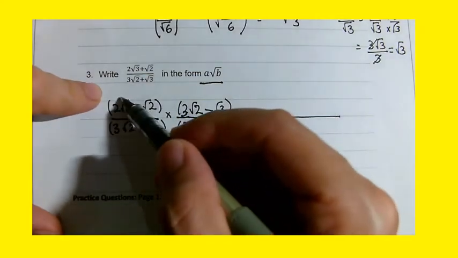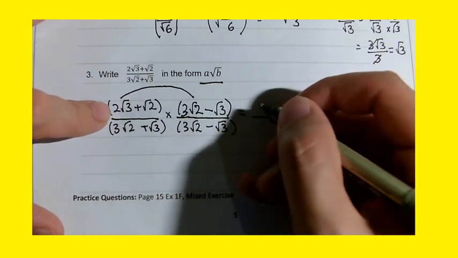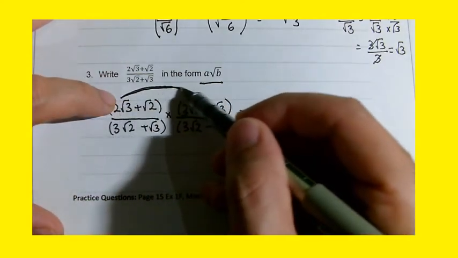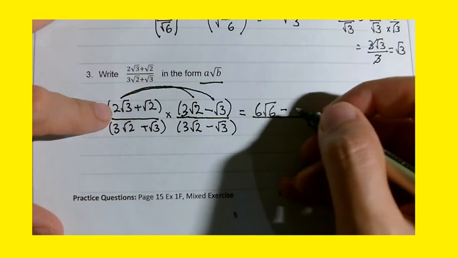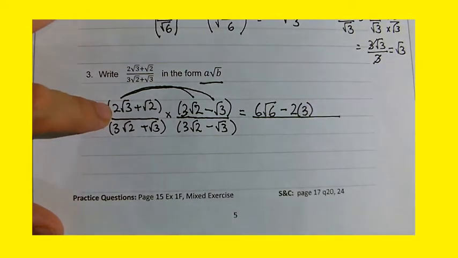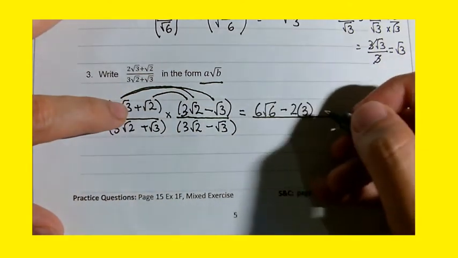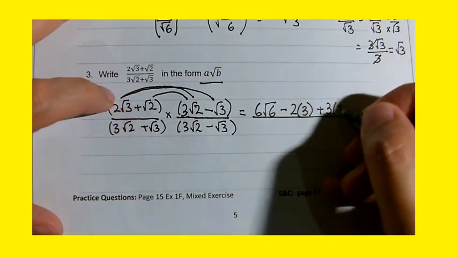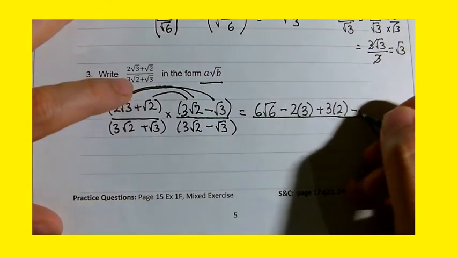I'm going to take this quite slowly. You've got 2 root 3 times 3 root 2. Remember, number times number, so the skill from the previous page: 2 times 3 is 6, root 3 times root 2 is root 6. Then 2 root 3 times minus root 3 is minus 2 times 3. Then you've got root 2 times 3 root 2, which is 3 times, and root 2 times root 2 is 2. And then root 2 times minus root 3 is minus root 6.